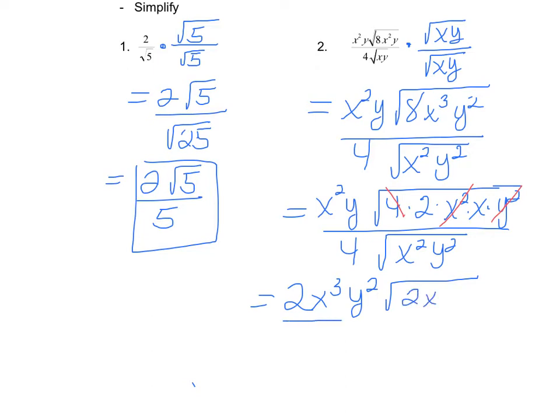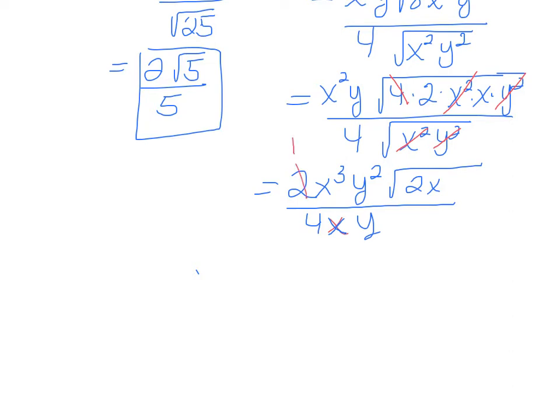Let's see what I have on the bottom. 4 square root of x squared is x. Square root of y squared is y. I no longer have a radical because nothing's underneath it anymore. So now can I simplify even more? Well, let's see what I can do here.